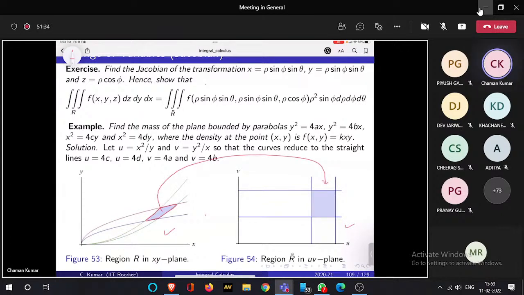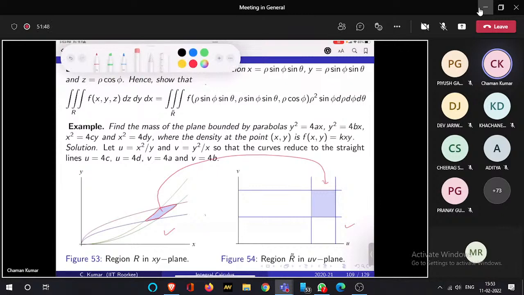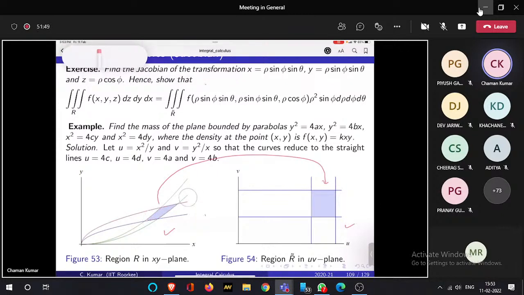You cannot simply replace this double integral over this complicated region by the double integral over this rectangle. You have to compensate for that. And what is that compensation that you have to make? That compensation is the Jacobian. Okay?